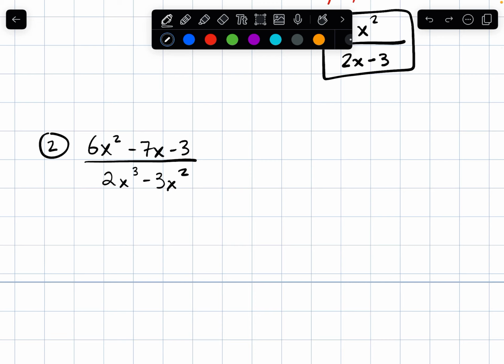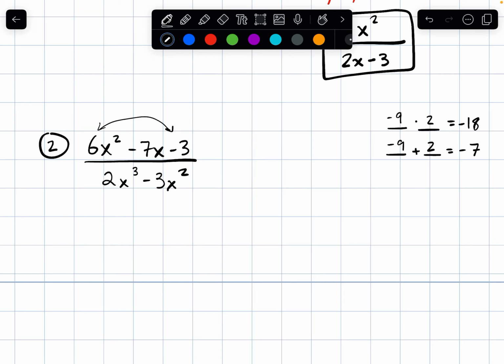Question number 2, again, we are looking to factor. That's always your first step. So when I look in the numerator, I'm going to try the AC method. I'm going to multiply these together, and so 6 times negative 3 is negative 18. And I'm looking for two numbers that multiply to be negative 18, but add up to be negative 7. That should be negative 9 and positive 2.